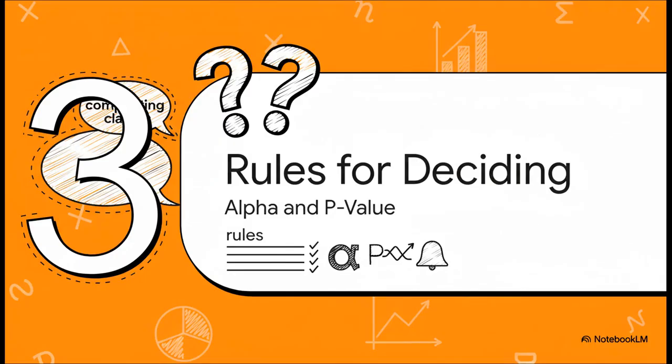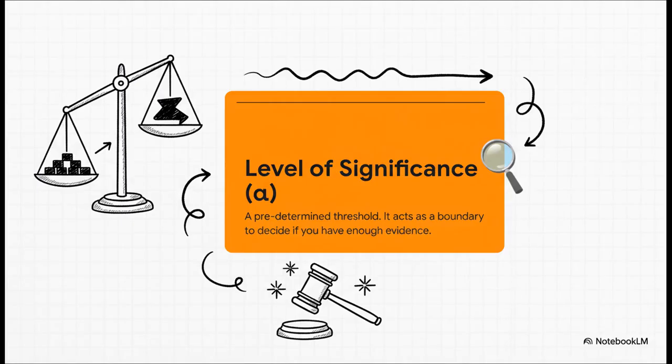All right, so we've got our two competing claims set up. Now, how do we actually decide which one wins? Well, we need some clear rules for making that decision. And this is where two really important ideas come into play: alpha and the p-value. First step is alpha, also called the level of significance. The easiest way to think about this is it's your line in the sand. It's the standard of proof you decide on before you even peek at the data. You're setting the bar for how strong the evidence needs to be to convince you.